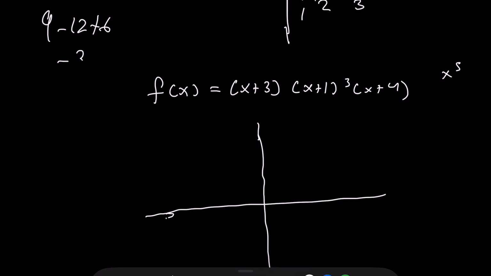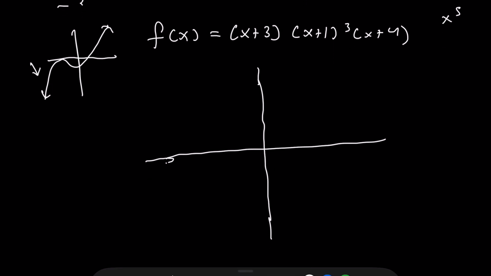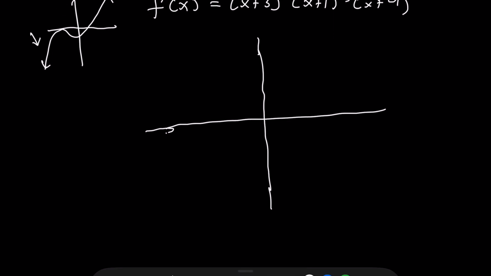We'll get a positive odd polynomial. So a positive odd polynomial looks something like this. It's going to be negative infinity as x is going to negative infinity, and as x gets bigger, it's going to get bigger. So that's what's going to happen with this. Then we just use the zeros to guide us.